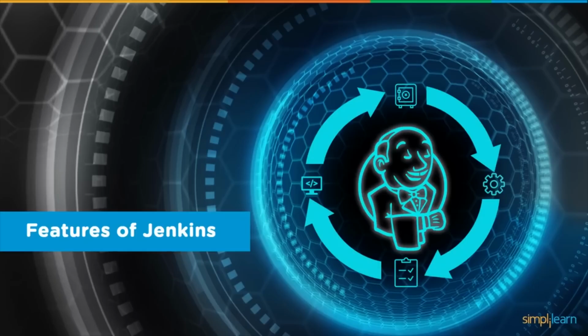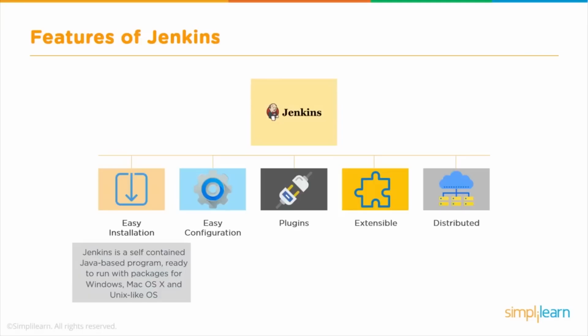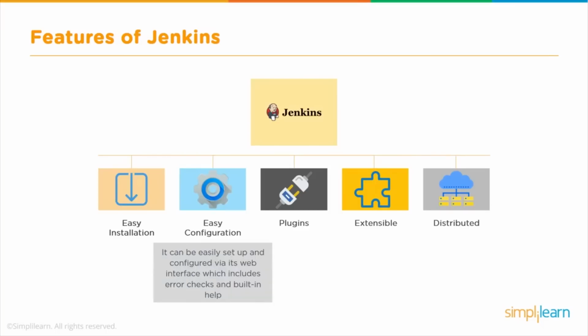So let's jump into some of those really great features that are available in Jenkins. Jenkins itself is really comprised of 5 key areas around easy installation, easy configuration, plugins, extensibility, and distribution. As I mentioned, for the easy installation, Jenkins is a self-contained Java program, and that allows it to run on most popular operating systems, including Windows, Mac OS, and Unix. You can even run it on Linux. It really isn't too bad to set up.